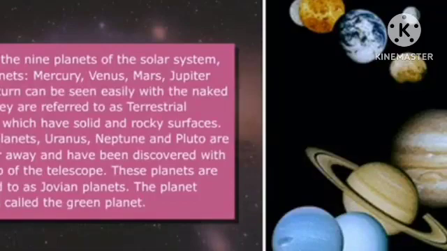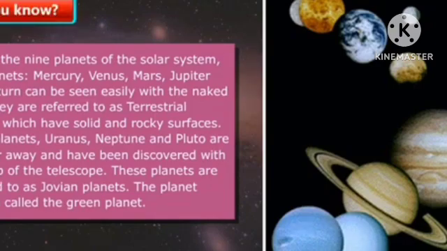Among the 9 planets of the solar system, 5 planets, Mercury, Venus, Mars, Jupiter and Saturn, can be seen easily with the naked eye. They are referred to as terrestrial planets which have solid and rocky surfaces. 3 planets, Uranus, Neptune and Pluto, are very far away and have been discovered with the help of the telescope. These planets are referred to as Jovian planets. The planet Earth is called the green planet.